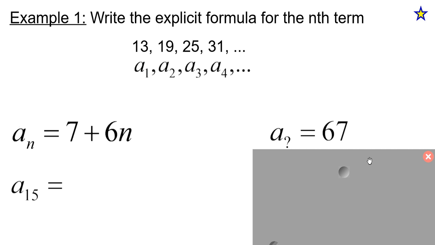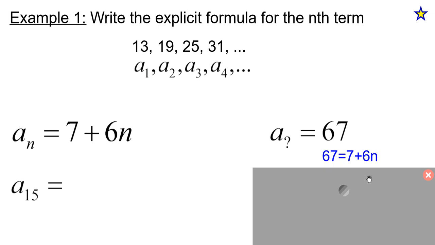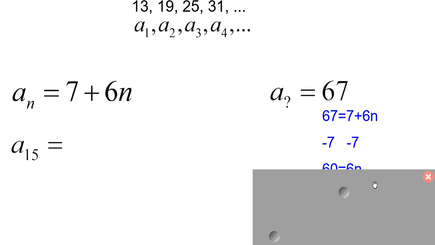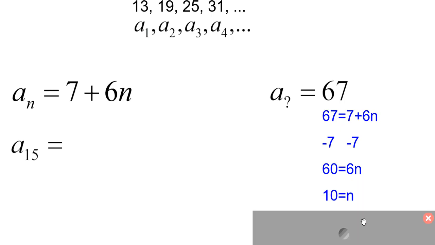So if I replace that into my formula, I just have to undo my order of operations to solve for n. So I see I have a positive 7. I would subtract 7 from each side. Then I see I have a multiplication of 6, so I would divide by 6 on each side. It's telling me, hey, the term of the sequence that gives me a value of 67 is 10. This is the 10th term in the sequence.